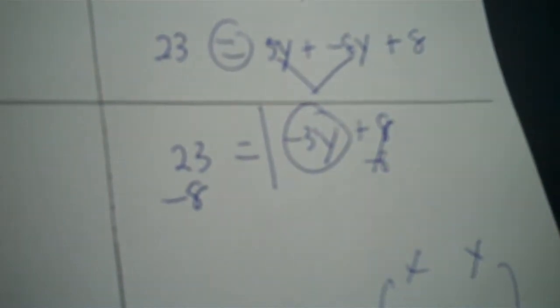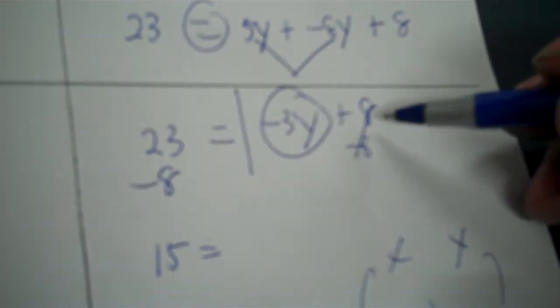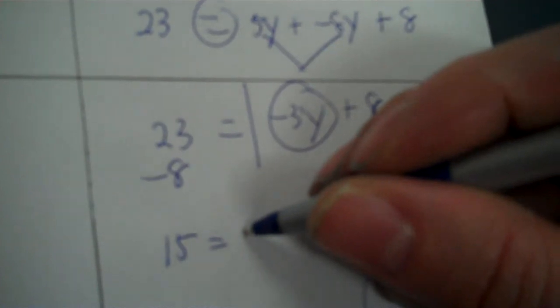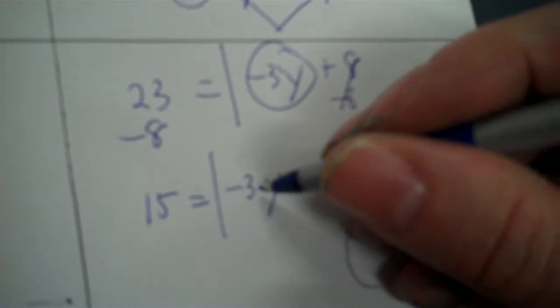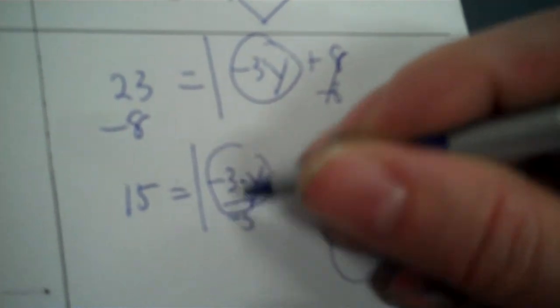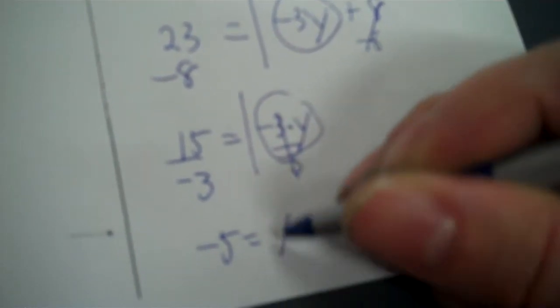So you subtract 8 from both sides. 23 minus 8 is 15. It's important you make that wall so you know which number to get rid of, okay? Because you're trying to isolate the variable. Then you just divide that by negative 3. So negative 5 equals y.